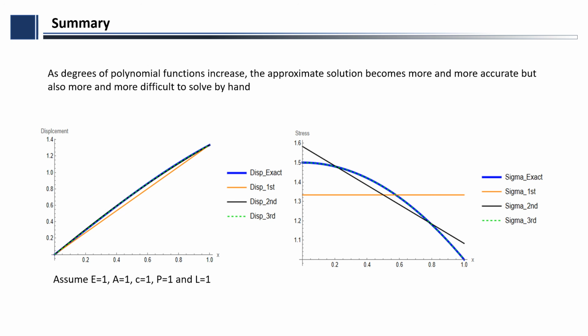When we compare the approximate solutions from Rayleigh Ritz method to the exact solutions, we can find that as the degree of polynomial functions increases, the approximate solution becomes more and more accurate, but also more and more difficult to solve by hand.